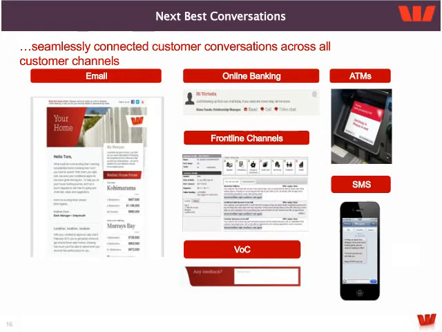So we were using the data that we had to push Next Best Conversations either via email or into online banking, through ATMs, through SMS, and most importantly also into our frontline channels. So a customer, whether they went into a branch or whether they went into online banking, there would be a prompt there to have a conversation on what we believed was relevant to them.